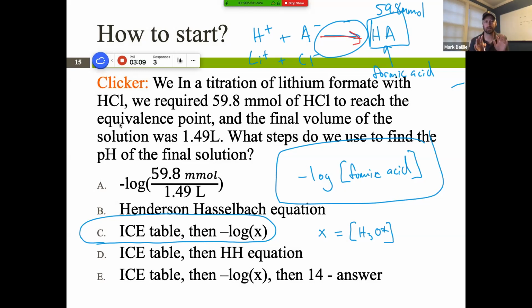Once that's done, then you stop and say, what do I have? Is it a mixture? Is it just one thing? Is it an acid? Is it a base? Is it strong? Is it weak? And once you've done that, then you go back to the original stuff we talked about.